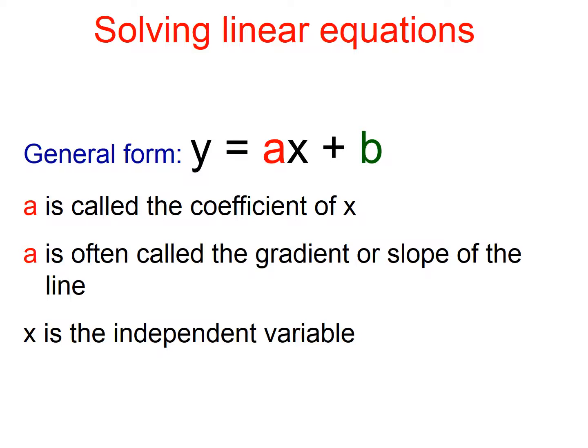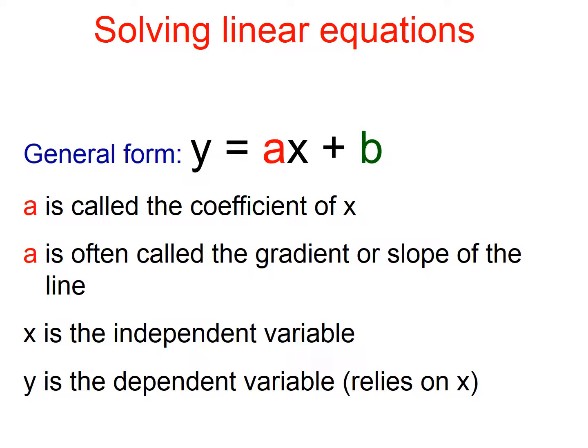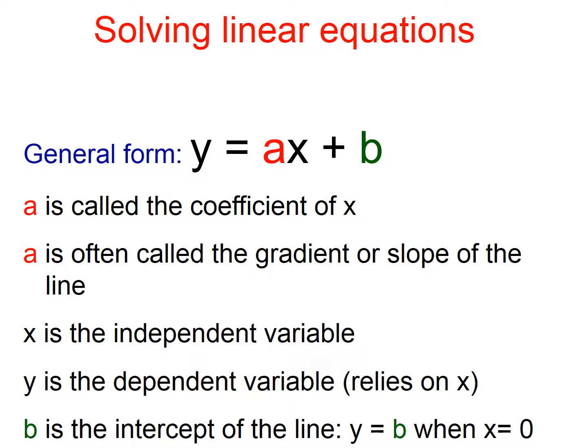x is the independent variable, so that's the thing that can vary, and y is the dependent variable. b is the value where any line intersects the y-axis. You can see how that works in this equation if you make x equal 0. a times 0 will always be 0, no matter what value of a you have. So that's basically the value of y when x is 0, and that's that point there.